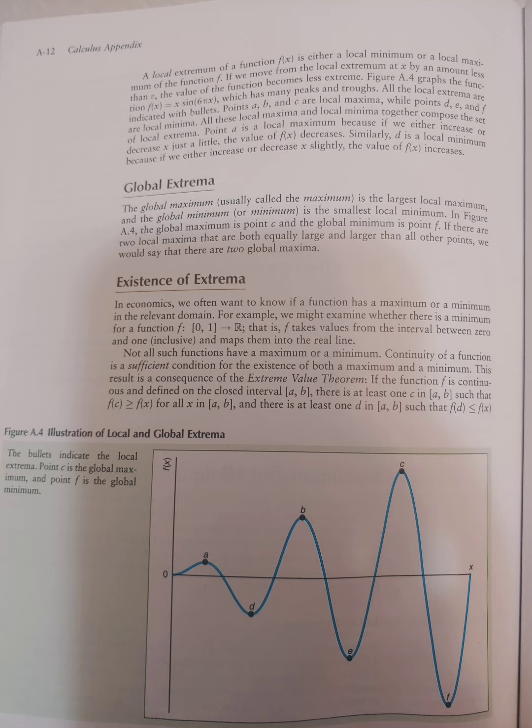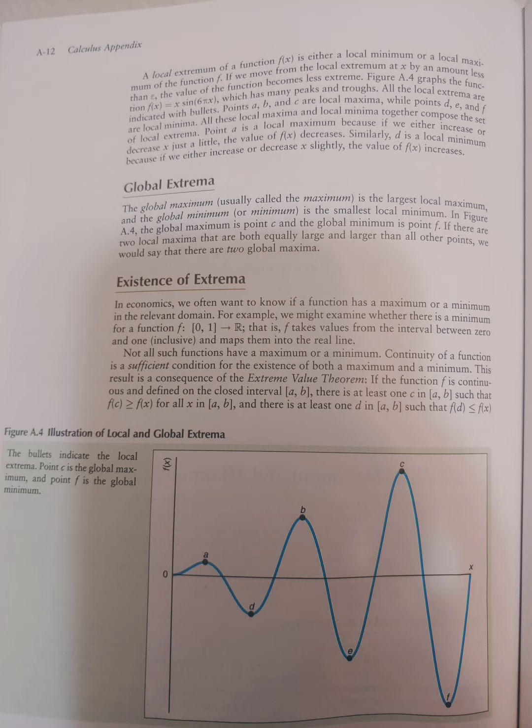Figure A.4 graphs the function f of x equals x times the sine of 6 pi x, which has many peaks and troughs. All the local extrema are indicated with bullets. Points A, B, and C are local maxima, while points C, D, and E are local minima. All these local maxima and local minima together compose the set of local extrema.